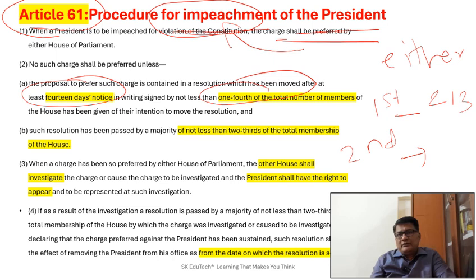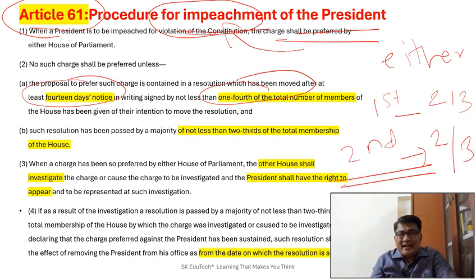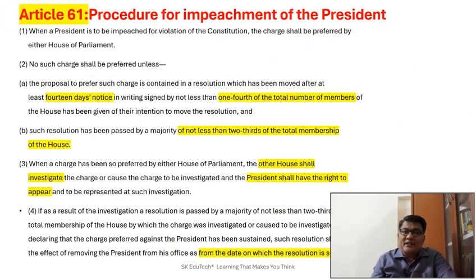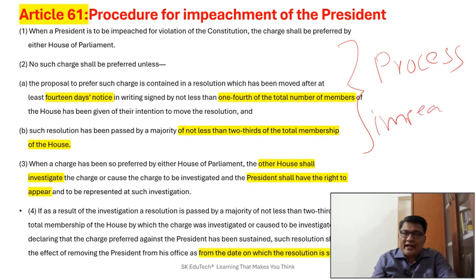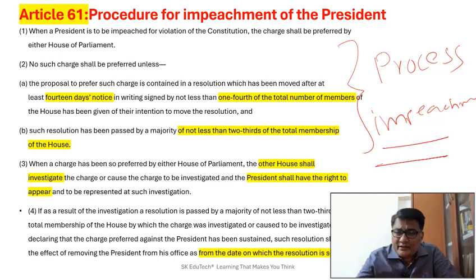Then, does the President have any right to defend, and if yes, whose help can he take? Yes, the President has the right to defend and he can take help of the Attorney General of India or any lawyer of his choice. But if the charges are proved and it is passed again by 2/3 majority in the second house, then the President stands impeached. He gets removed from his position from the same point, the same day. This entire process of removal of the President is known as impeachment. So impeachment is not a reason, it's a name given to the process of removal of the President of India. Then comes the next question.